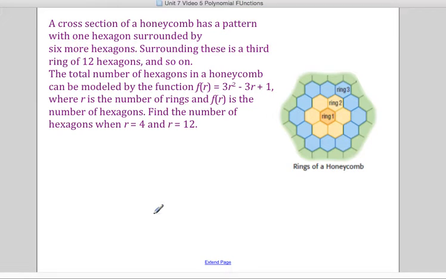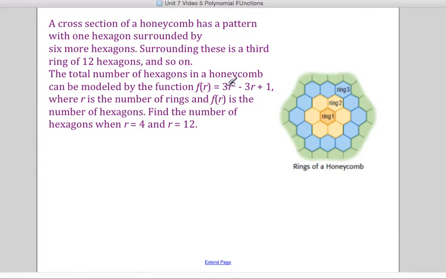A cross section of a honeycomb has a pattern with one hexagon surrounded by 6 more hexagons. Surrounding these is a third ring of 12 hexagons and so on. The total number of hexagons in a honeycomb can be modeled by the function f of r, where r is the number of rings and f of r is the number of hexagons. It says find the number of hexagons when r equals 4 and r equals 3.